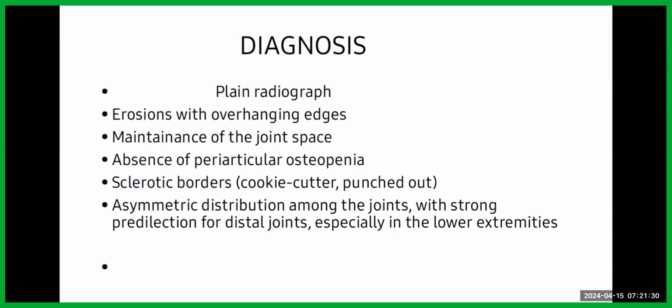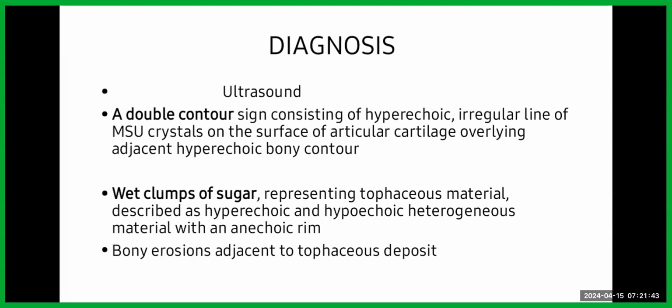Even if you have the form that affects several other joints, we find that lower limb joints, lower extremity joints, are more affected, in an asymmetric distribution. For the ultrasound, there is what they call the double contour sign, which is a hyperechoic irregular line of monosodium urate crystals on the surface.